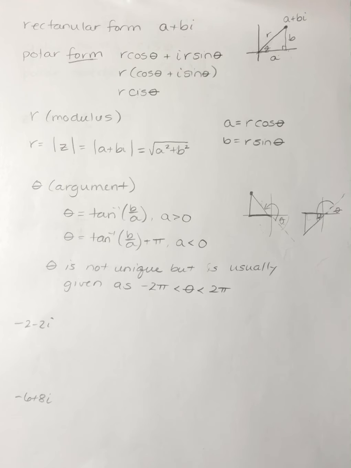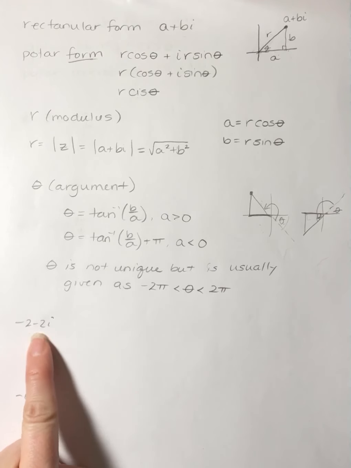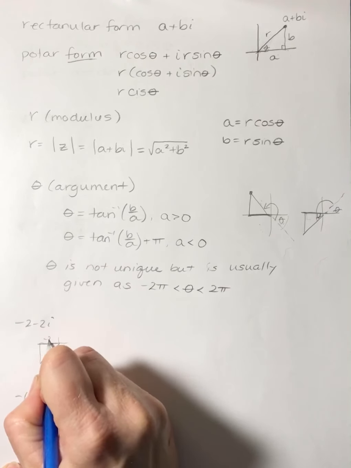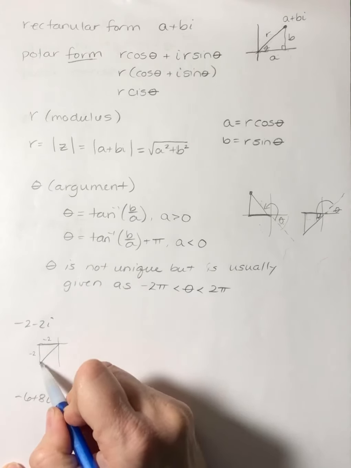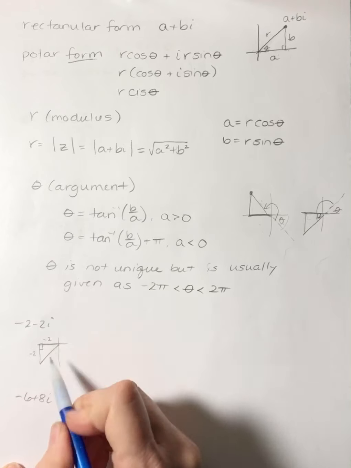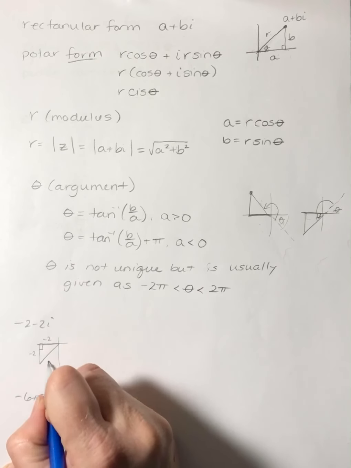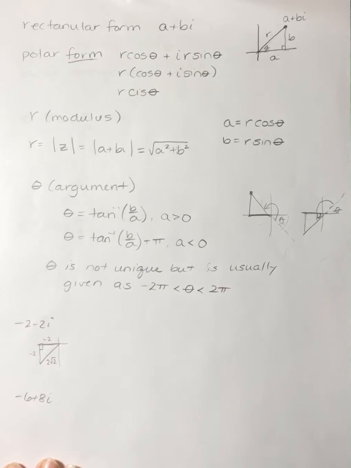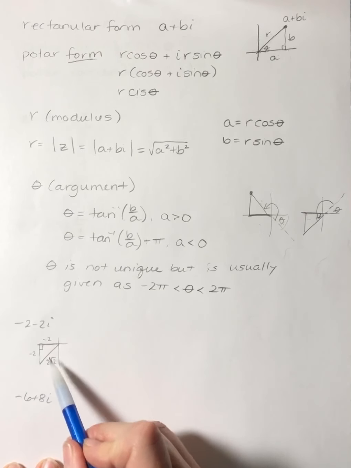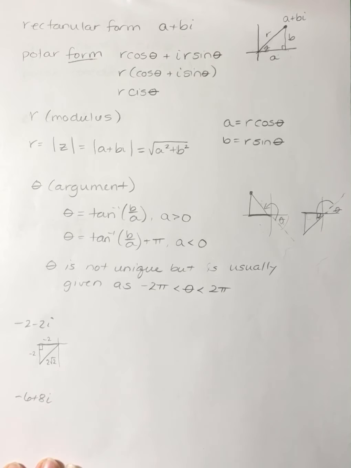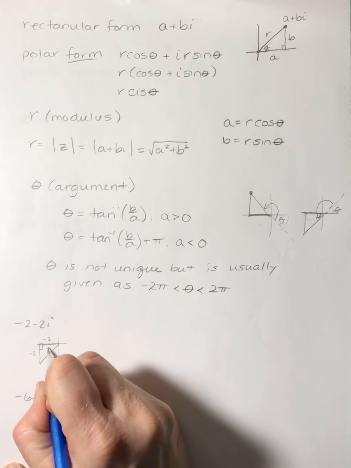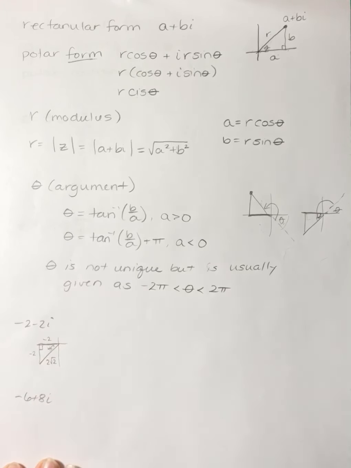answers, okay? So for example, this, if you can already recognize this, is going to have a reference angle of 45 degrees. So negative 2 minus 2i, this is a negative 2 and this is a negative 2. That means that this is an isosceles right triangle. So this is 2 square root of 2. And again, you can do a squared plus b squared equals c squared, but that's going to be my modulus. This is going to be 45 degrees.